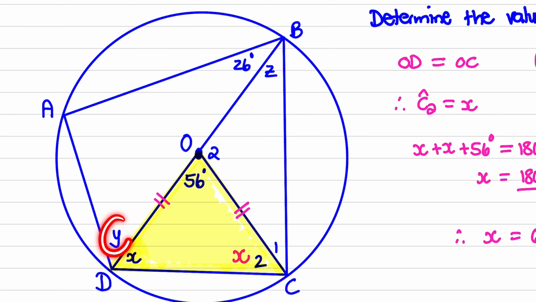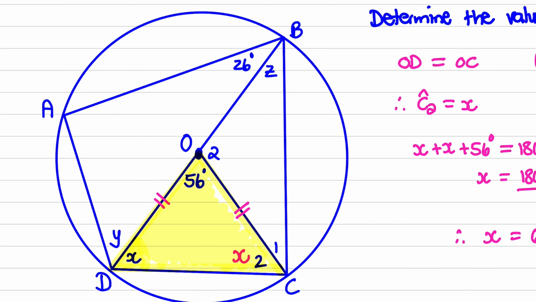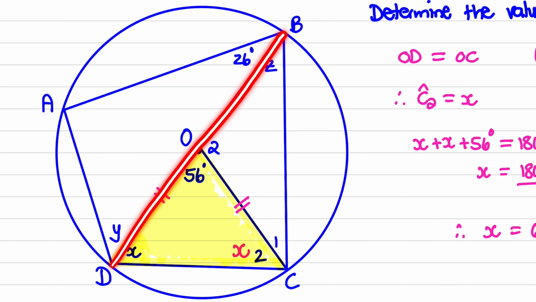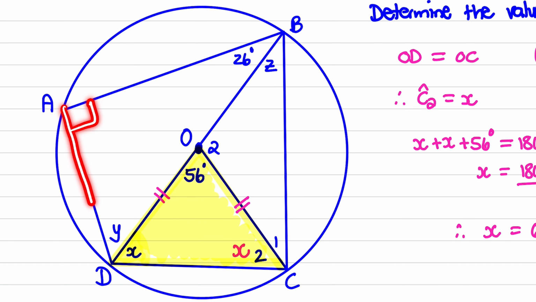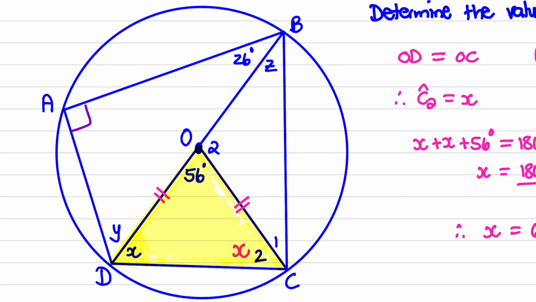So let us focus on y. We notice that y is in the triangle ADB. And we already have the angle size of B. So the angle size of A would be 90 degrees, because DOB is the diameter of the circle. And we can use angle in a semicircle to find the angle size of A, which is 90 degrees. So if A is 90, then we can use angles within a triangle to solve the value of y.